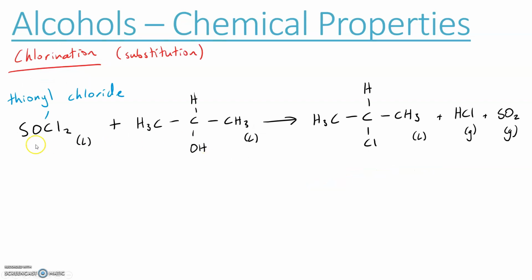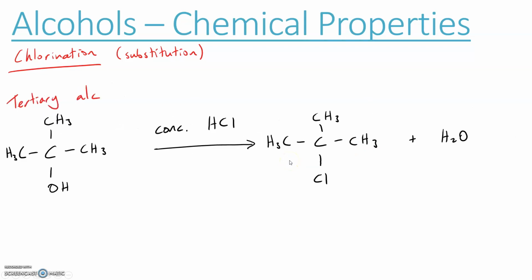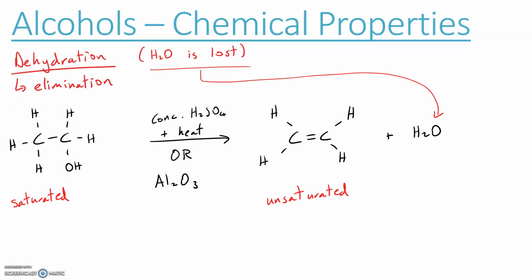Chlorination, we can use SOCl2 or PCl3 or PCl5. These are chlorinating agents. This produces a substitution reaction where the OH is replaced with a Cl. This is just one example of that taking place. Another example is if we use concentrated hydrochloric acid. I think this one has to be a tertiary alcohol. The reaction happens more easily with tertiary alcohol than with the primary or secondary alcohol. Again, we get the OH being replaced with a Cl, with H2O as a byproduct.